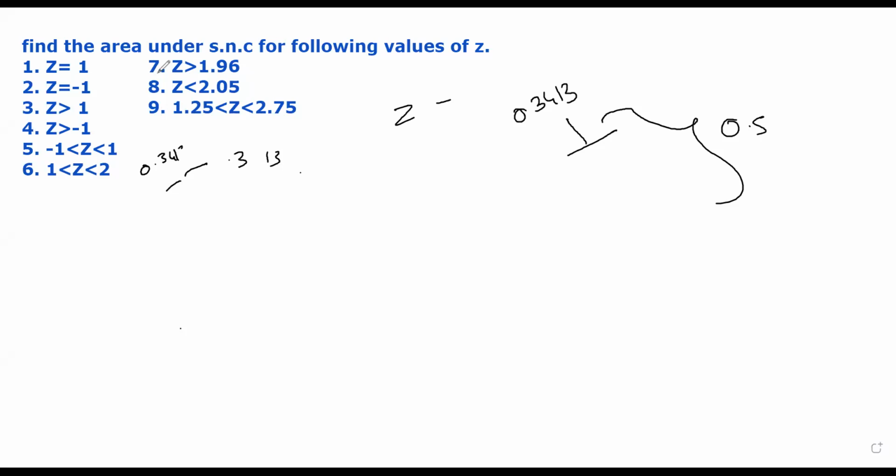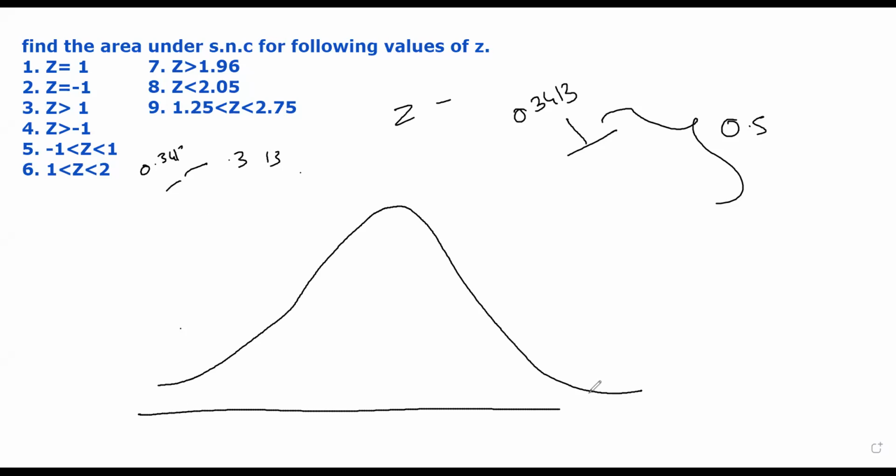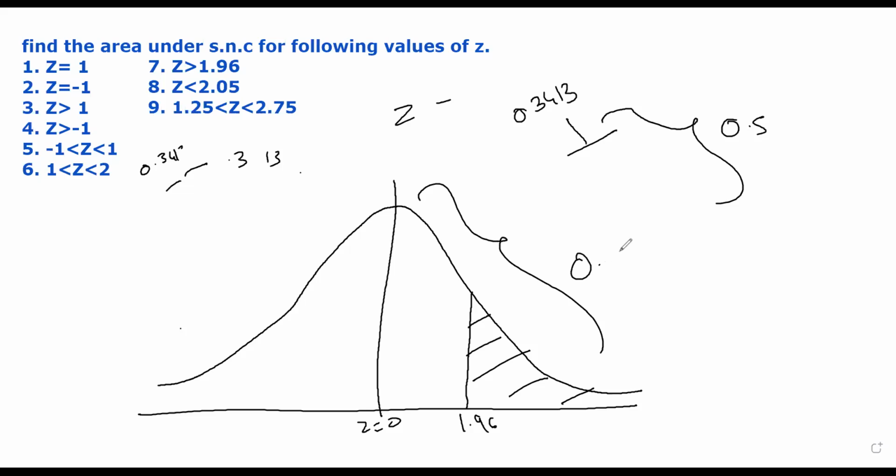Now the next is Z greater than 1.96. Suppose again this is my normal curve, symmetric over the axis Z equals 0, and I want the area greater than 1.96. Suppose this is Z equals 1.96. When I'm talking about greater, I should always talk about the area on the right hand side of the value. I want this area. Now to find this area, this complete half area is 0.5.